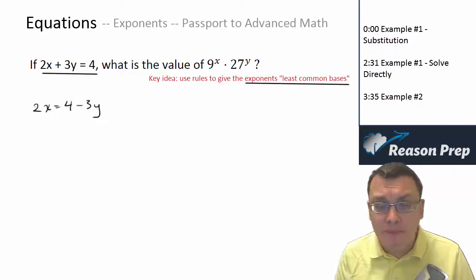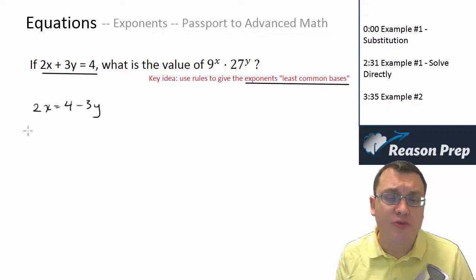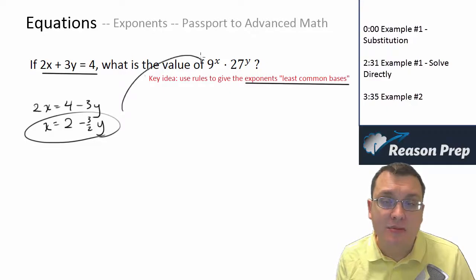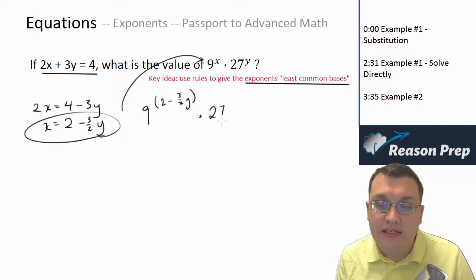Either way is fine. In any event, we get 2x equals 4 minus 3y. So x is equal to 2 minus 3 halves y. And now I'm going to take this and plug it in for x in our expression. So I'm going to get 9 to the 2 minus 3 halves y times 27 to the y.